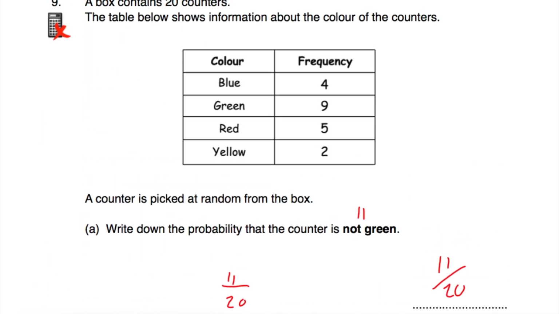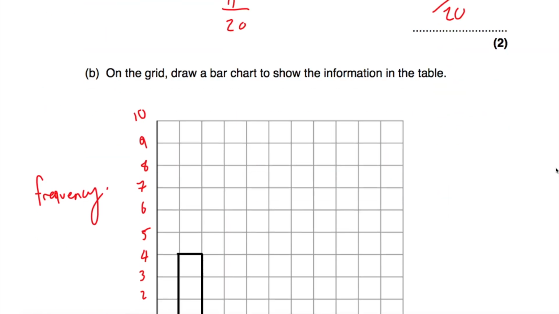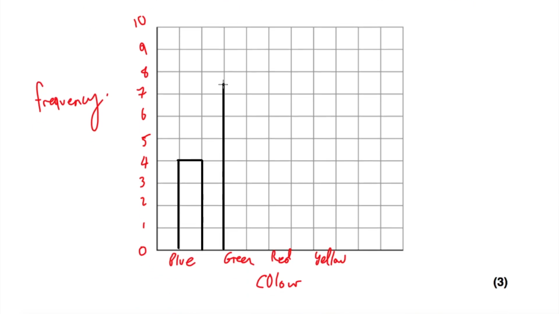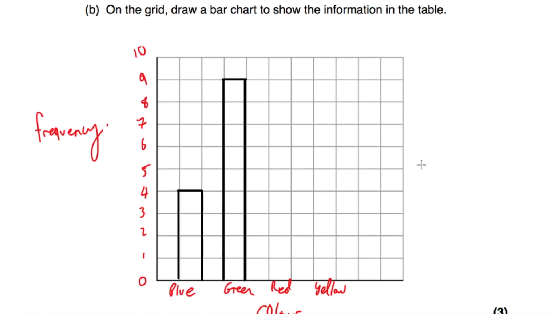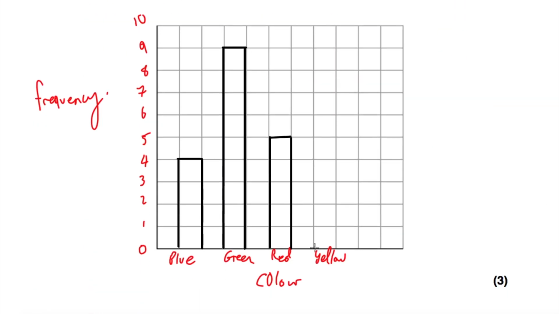So let's draw this. The frequency for blue is 4. So let's go up from 0 to 4. So we'll do that bar for blue, going up to 4, across and down. Green, the frequency for green was 9. So we're going to go up to 9, across and down. The frequency for red was 5. So we're going to go up to 5, across and down. And then finally yellow, the frequency for yellow was 2, so we're going to go up to 2, across and down.